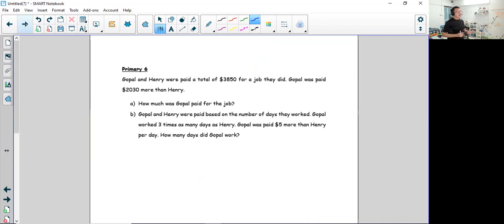Total number of days that they have worked all together. So when you want to do an assumption, you must have two totals, right? It's important that you have two totals in order to do assumption. If there is only one total, you find that you can't do assumption. Then you must think of something else.